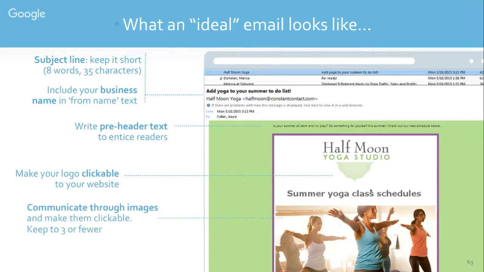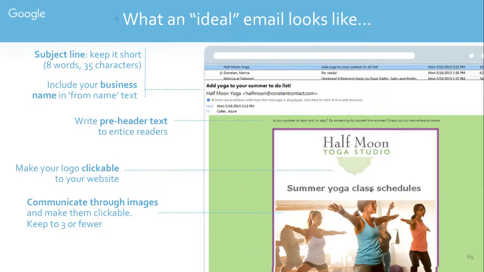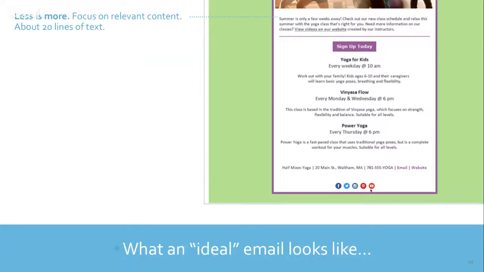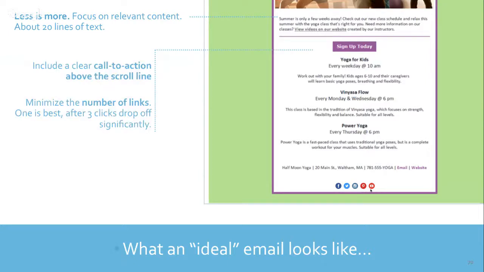And then communicate through images and make those images clickable. Keep to 3 or fewer images. And as we scroll up, less is more. Focus on relevant content. About 20 lines of text is all you're going to want. Include a clear call to action above the scroll line, and minimize the number of links. 1 is best, and after 3, it drops off significantly.